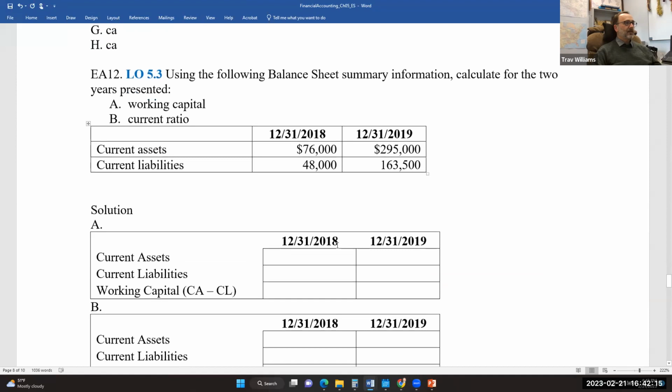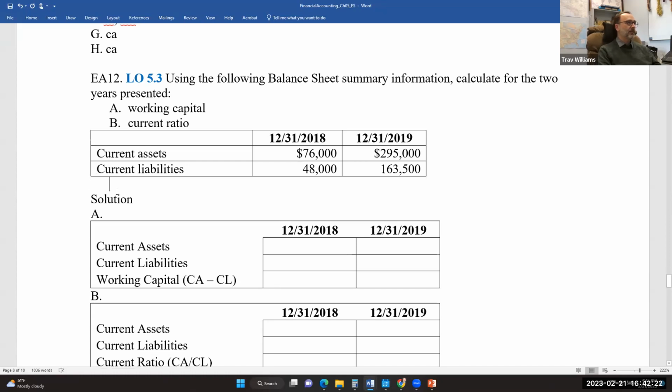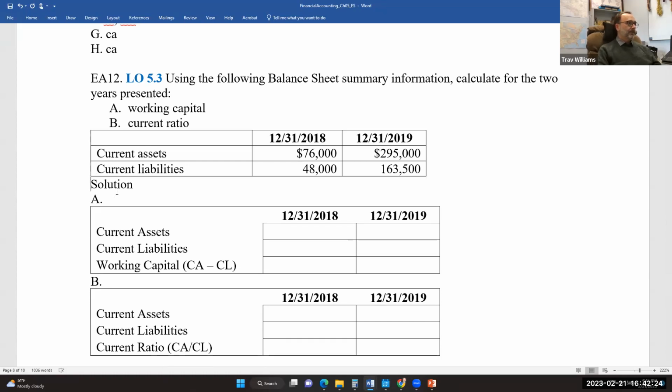Moving right along to number 12. Okay, here we get to a new concept, nice and easy one though. You're gonna like how easy this is. We have two ways to look at liquidity, and liquidity means how easy is it for the company to pay off its short-term debts. The more short-term or current assets you have and the less short-term or current debts you have, the more liquid you are.